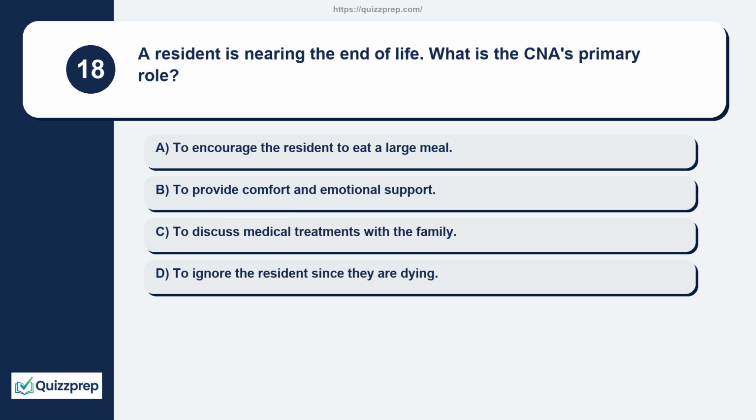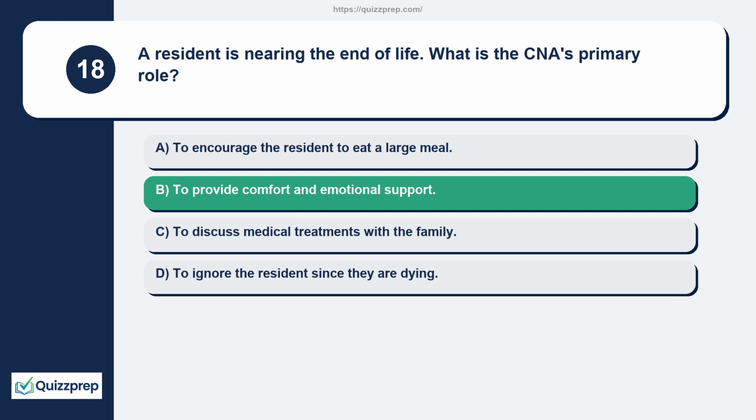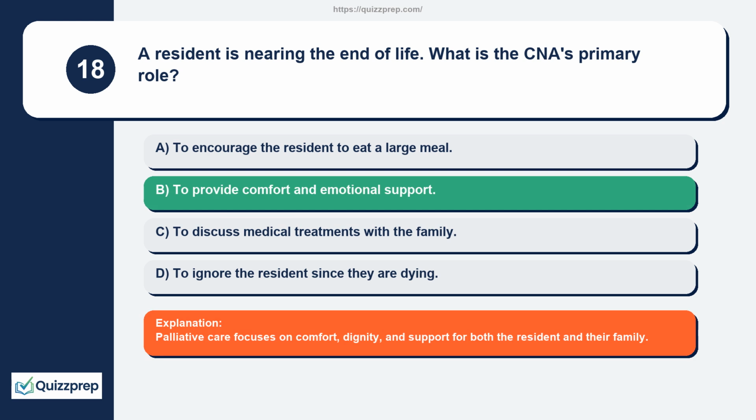Question 18. A resident is nearing the end of life. What is the CNA's primary role? To encourage the resident to eat a large meal. To provide comfort and emotional support. To discuss medical treatments with the family. To ignore the resident since they are dying. Palliative care focuses on comfort, dignity, and support for both the resident and their family.